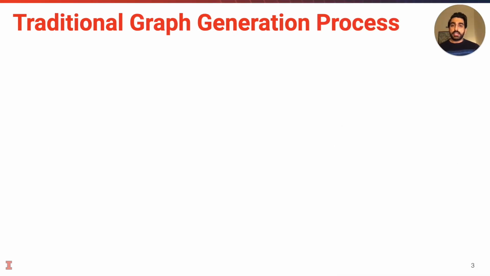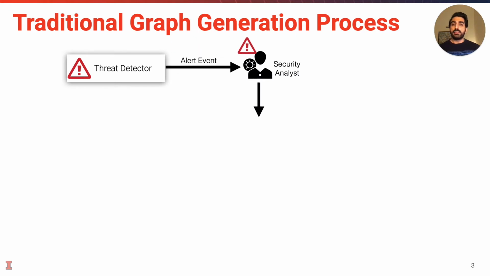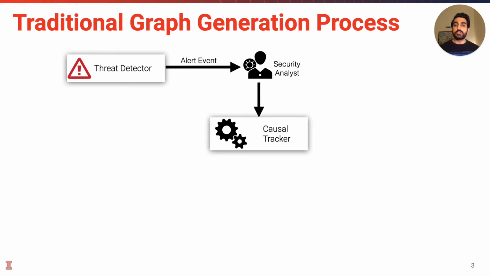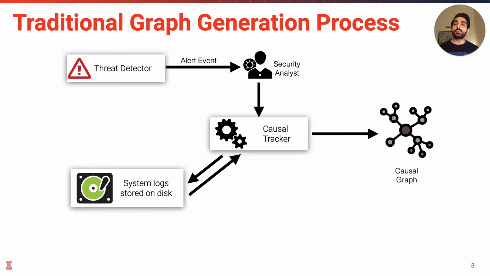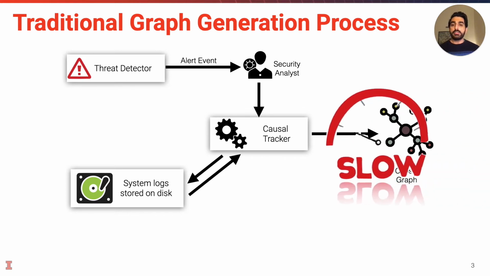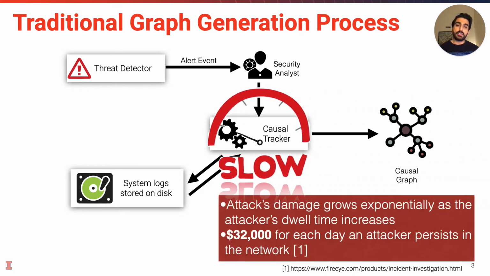First, when a threat detector generates threat alerts, security analysts send those alerts to a causal tracker to construct causal graphs of given alerts. The causal tracker then derives causal relationships of system events related to the given alert by reading system logs from the disk, and finally presents the causal graph to the analyst. Now in this case, reading from a disk incurs a significant I/O bottleneck, and performing causal analysis after the fact leads to long delays. Sometimes it even takes hours to respond to each alert query sent by the analyst.